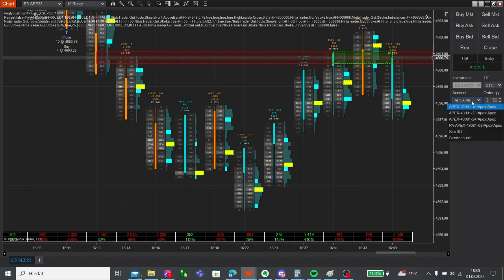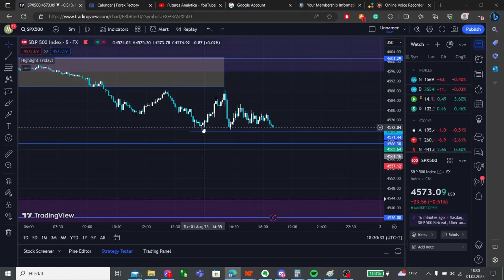It was, I think, on this account. No, it was on the second one. So it was on this account. And this was the trade that I wanted to show you: this passive buyer using a limit order, then sweeping the liquidity. You can see that we swept this pre-market low and we rallied higher.